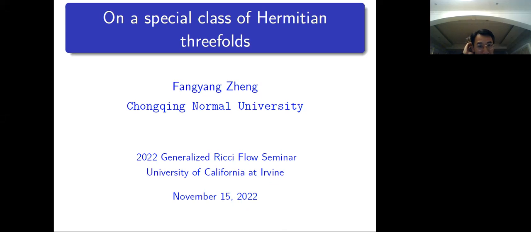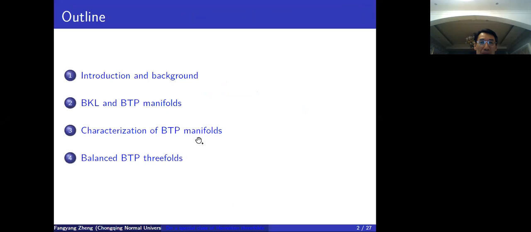So the topic I'd like to talk about today is a special kind of Hermitian manifold, compact Hermitian manifolds, with a high restriction on its differential geometry. I'll divide the talk roughly into 4 parts.